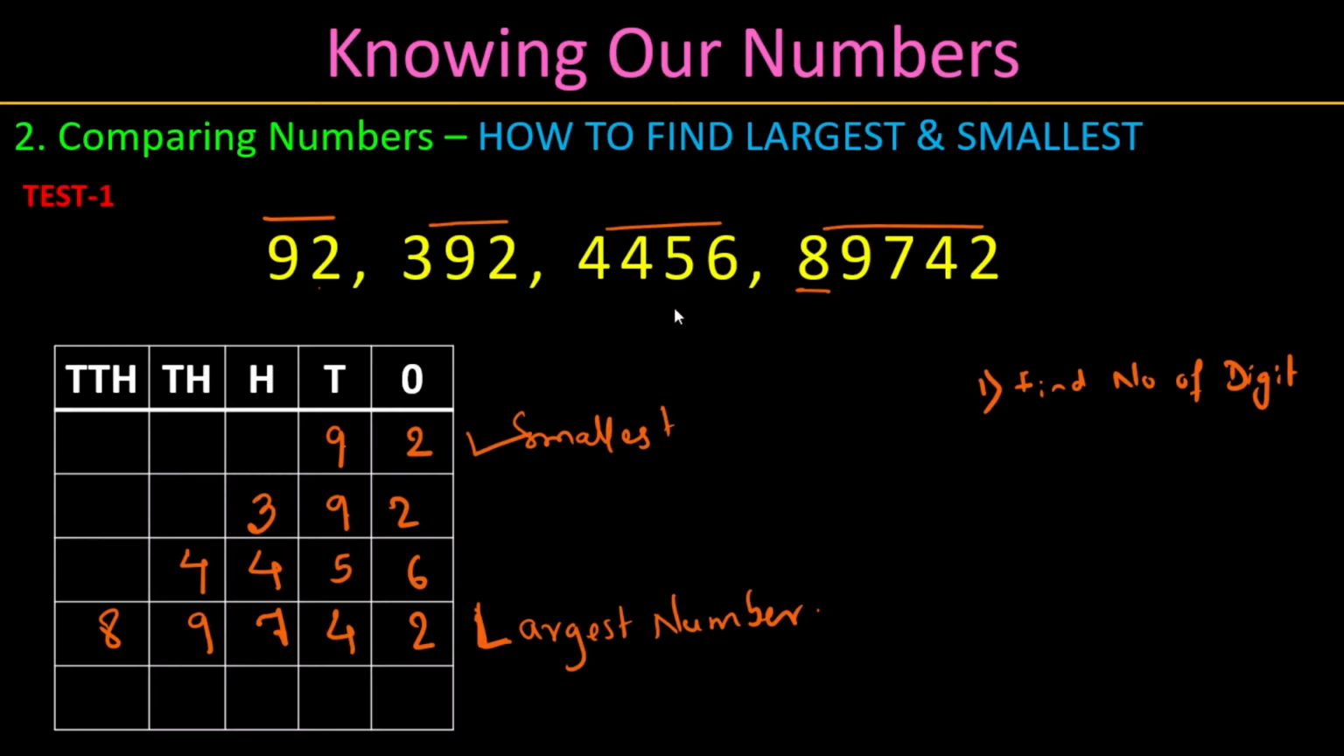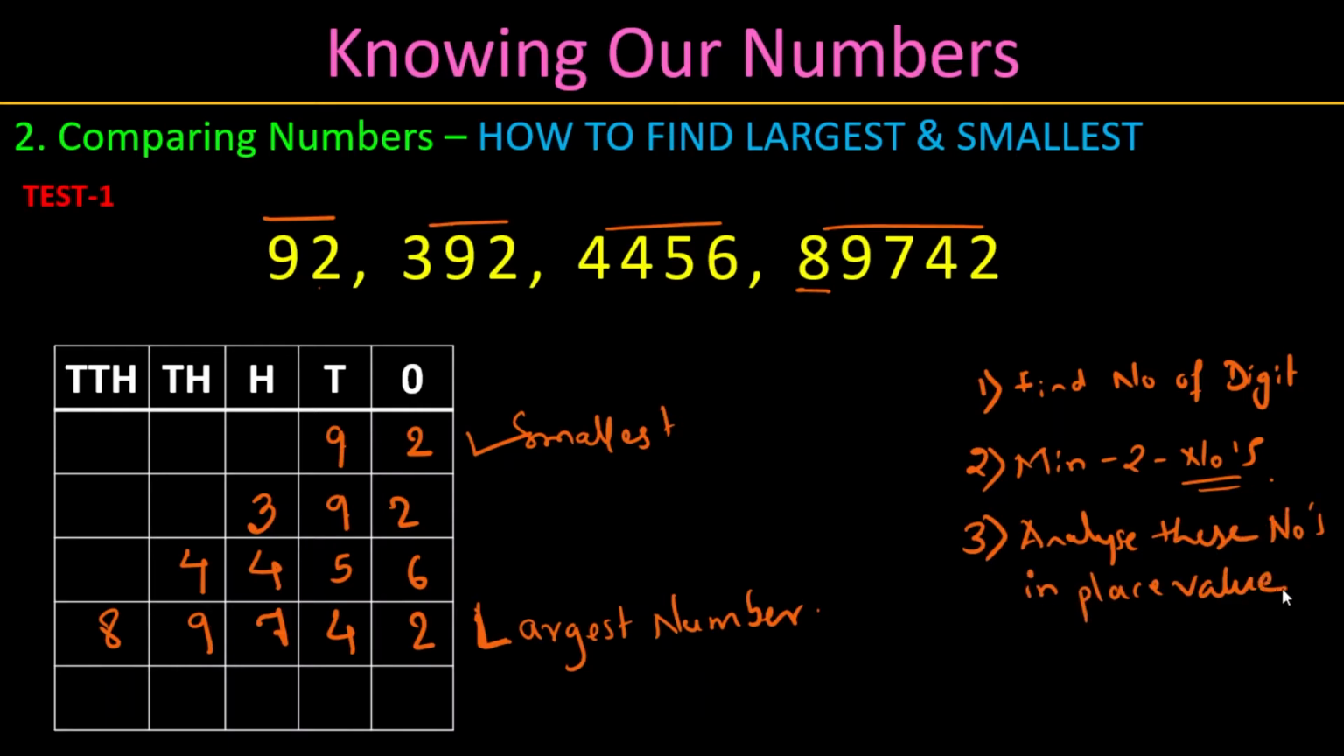The condition is for comparing purposes, we need a minimum of two numbers. That is the condition. Okay, minimum two numbers required. We need to analyze these numbers in place value. Place value. So these are the conditions.